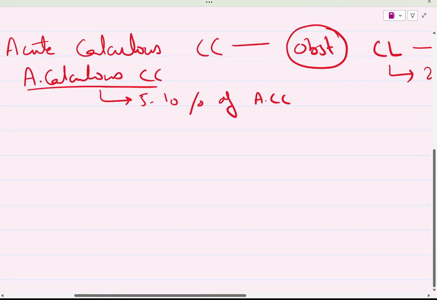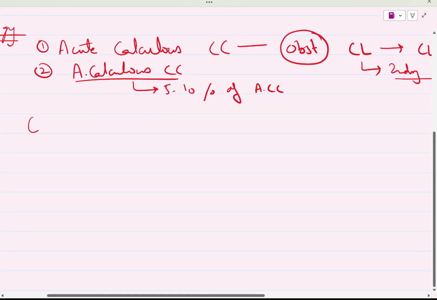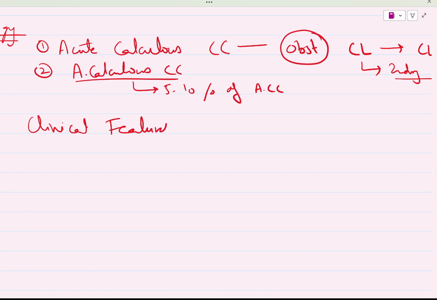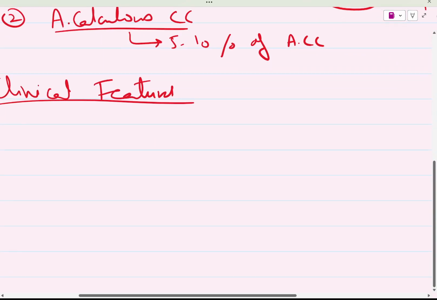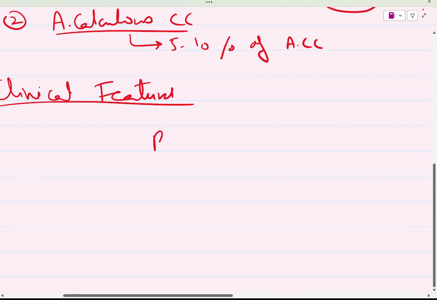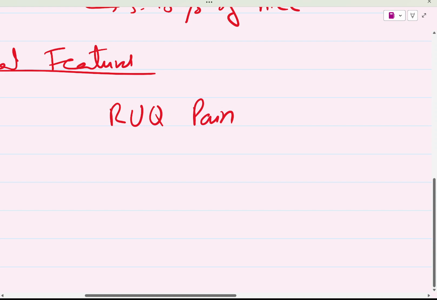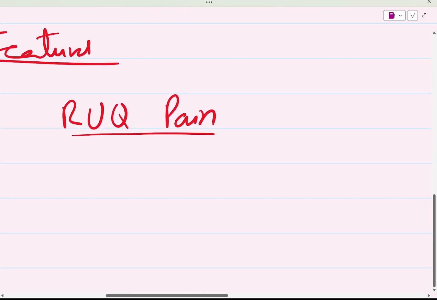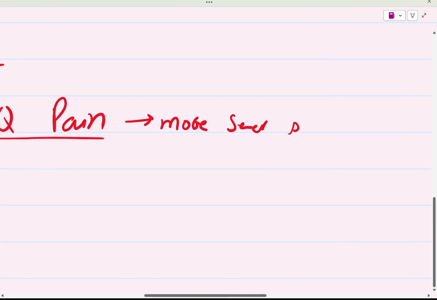Now we are going to discuss the clinical features. How is a patient going to present to us, what will be his complaints? So the patient comes to us with right upper quadrant pain. You know that the gallbladder is present in the right upper quadrant. You ask about the severity of the pain, and the patient tells you that the pain is more severe and prolonged.